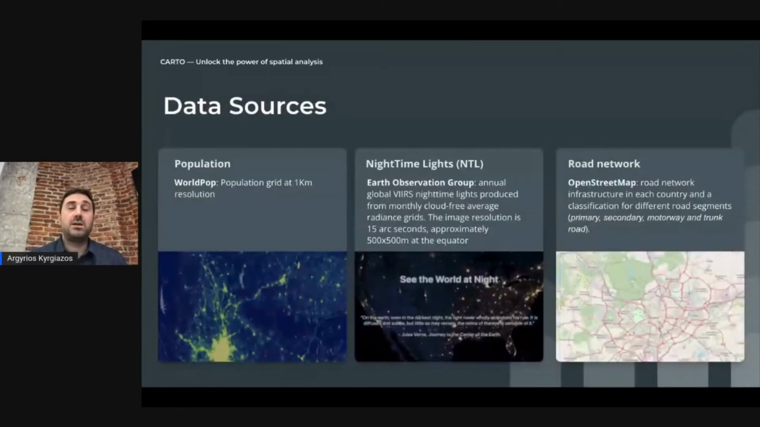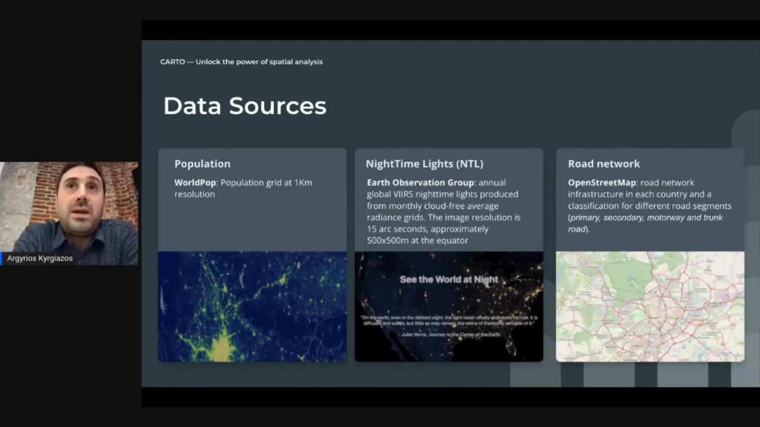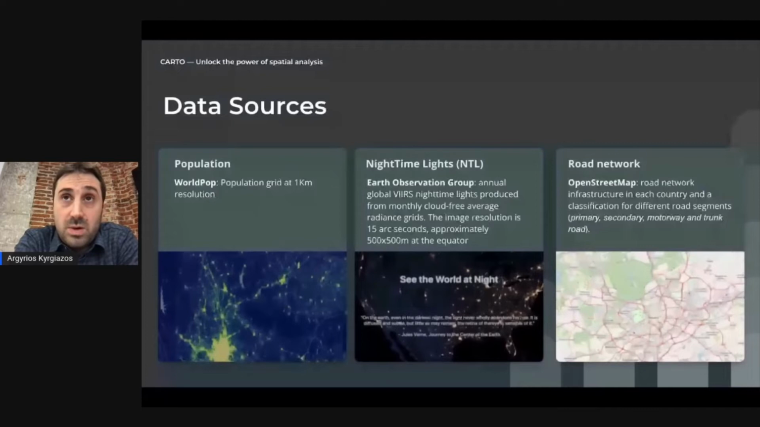So in order to come up with this labeling, we had to select some data sources to assist us in achieving this purpose. One challenge that we had to overcome is that we had to use data sources that were available globally and that we were confident the quality was good enough to use in each country. So for that, we came up with 3 data sources.